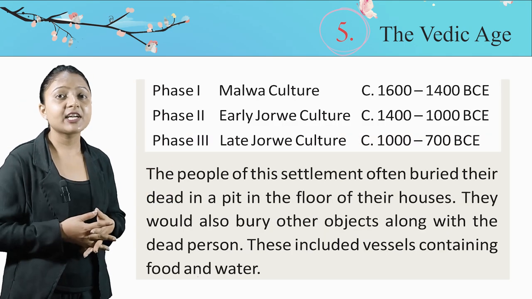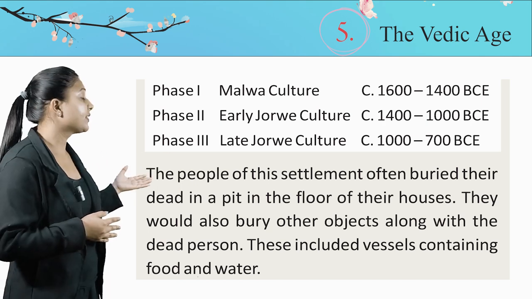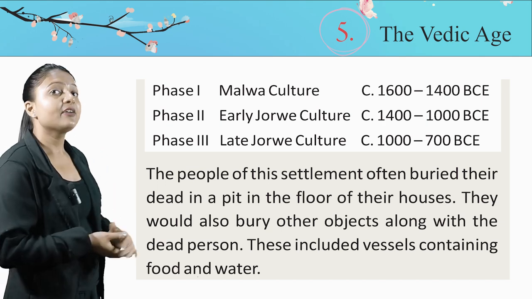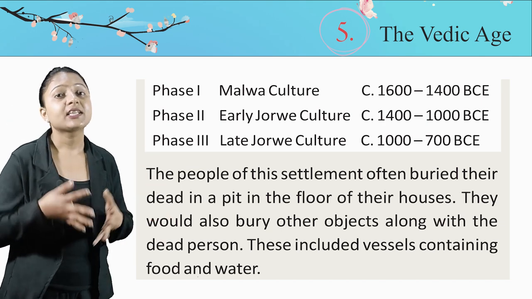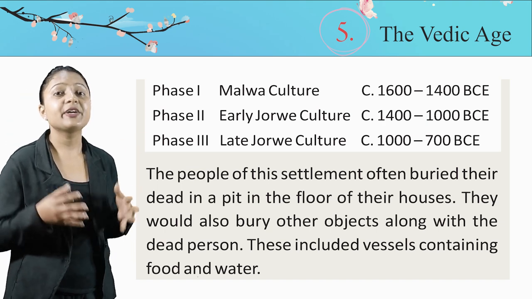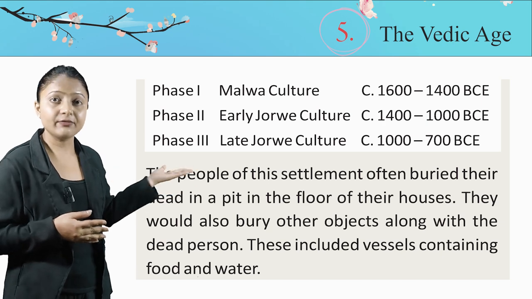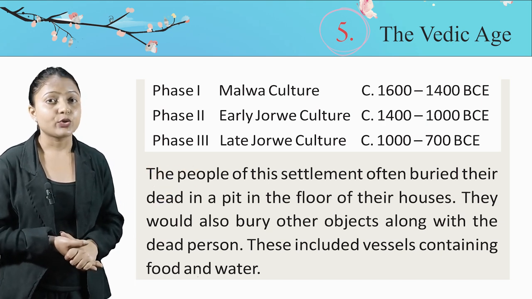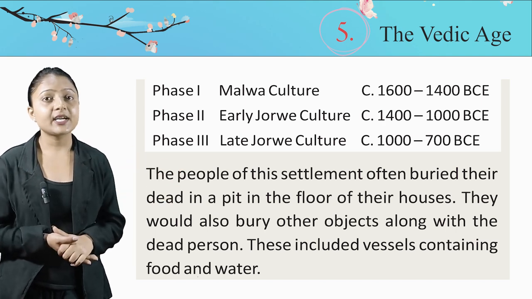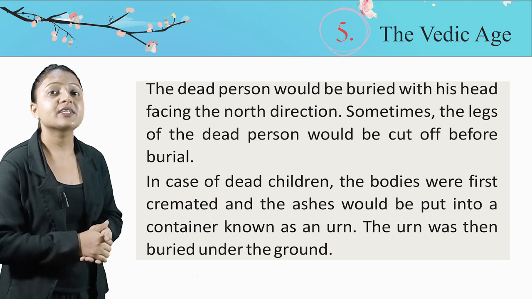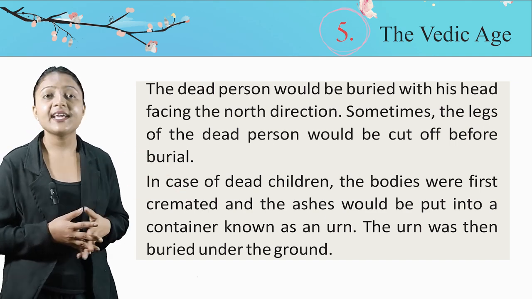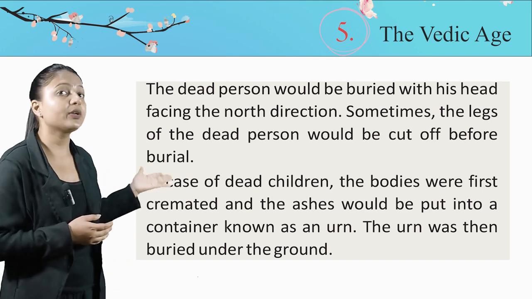Phase 1, Malwa culture, 1600 to 1400 BCE; Phase 2, early Jorwe culture, 1400 to 1000 BCE; Phase 3, late Jorwe culture, 1000 to 700 BCE. The people of this settlement often buried their dead in a pit in the floor of their houses. They would also bury other objects along with the dead person. These included vessels containing food and water. The dead person would be buried with his head facing the north direction. Sometimes the legs of the dead person would be cut off before burial.